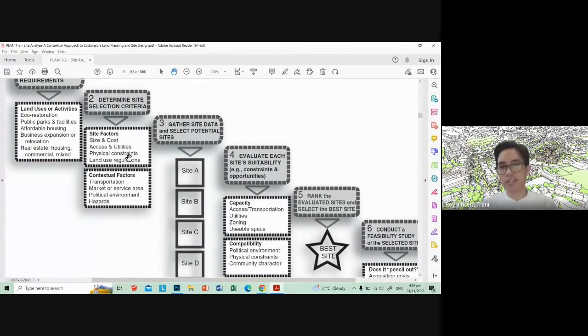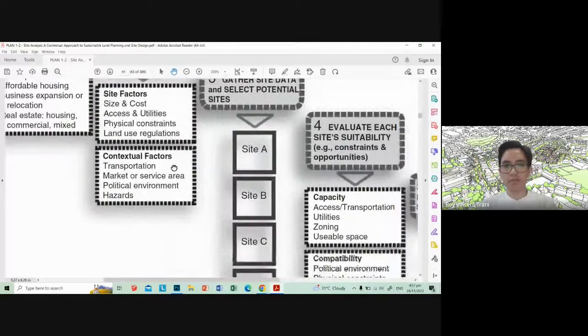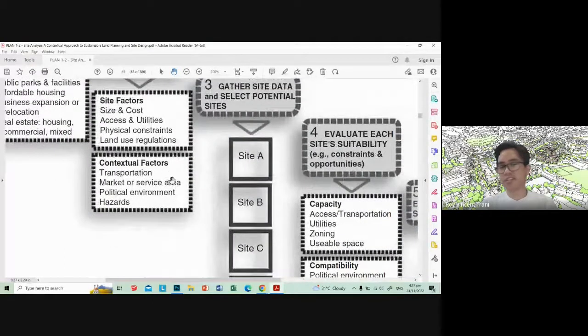Physical constraints. Is the site too small, too big? It's also size. Is it sloping? Are there issues like, for example, maybe the middle of your site is prone to flooding, or it's a catch basin for rain, something like that. And land use regulations. And then over here, the contextual factors. I think I would put land use regulations in the socioeconomic. Basically, I would think of contextual factors as the socioeconomic factors.